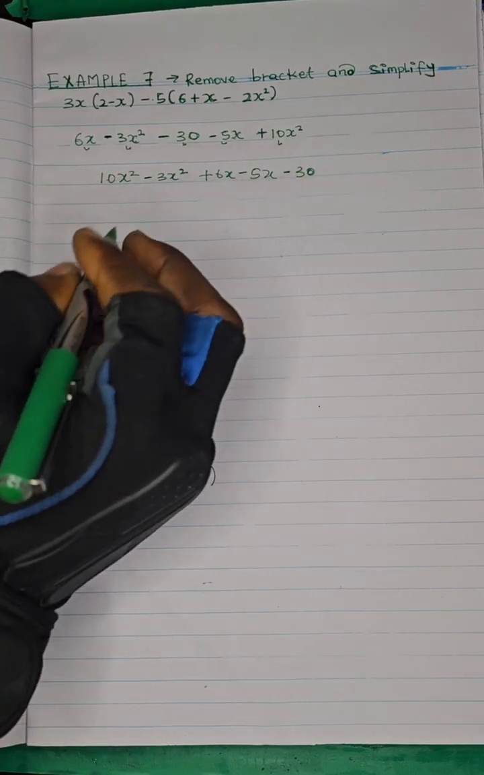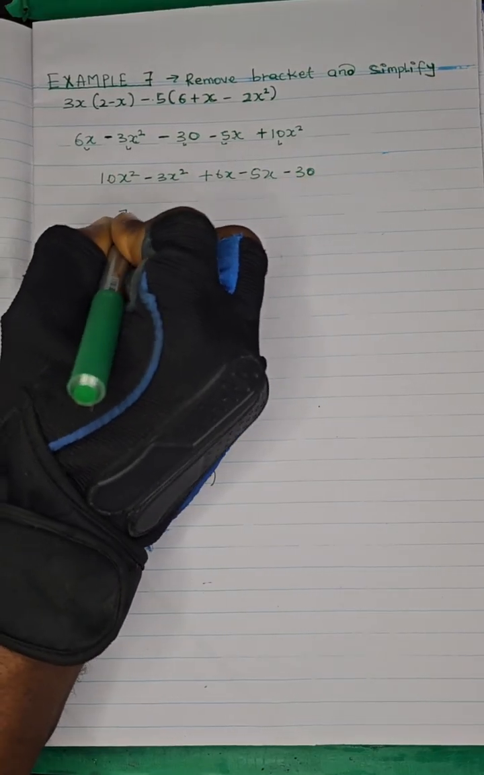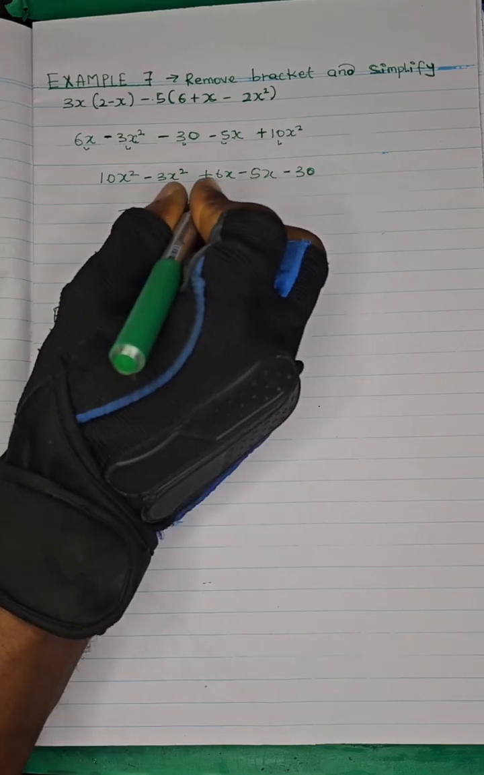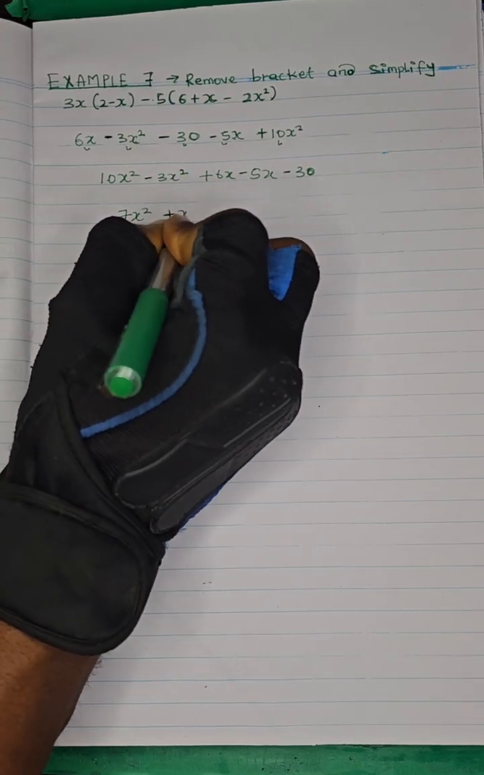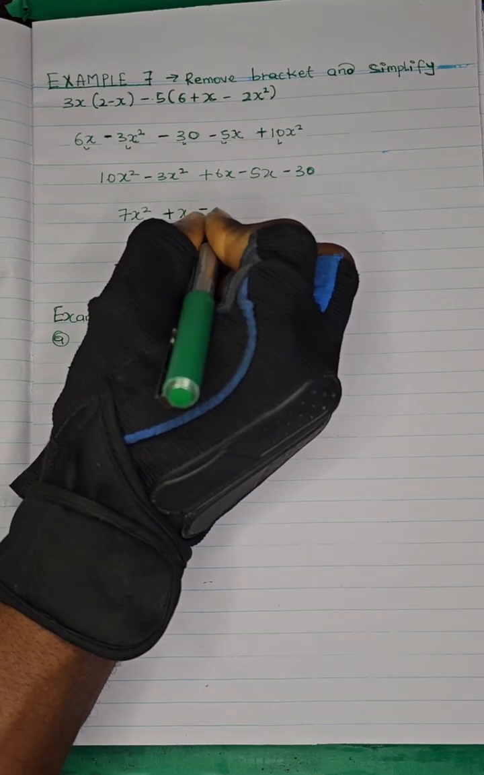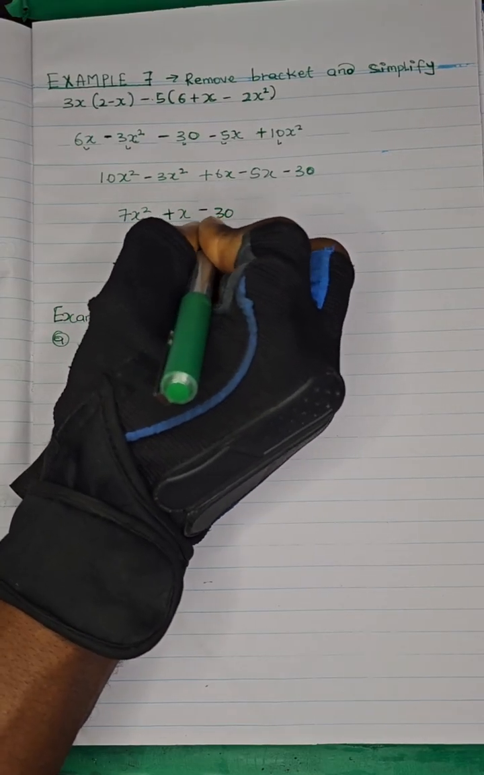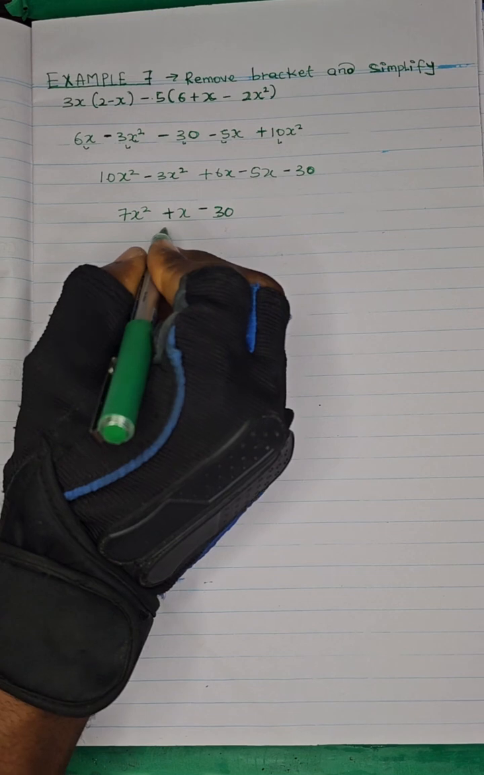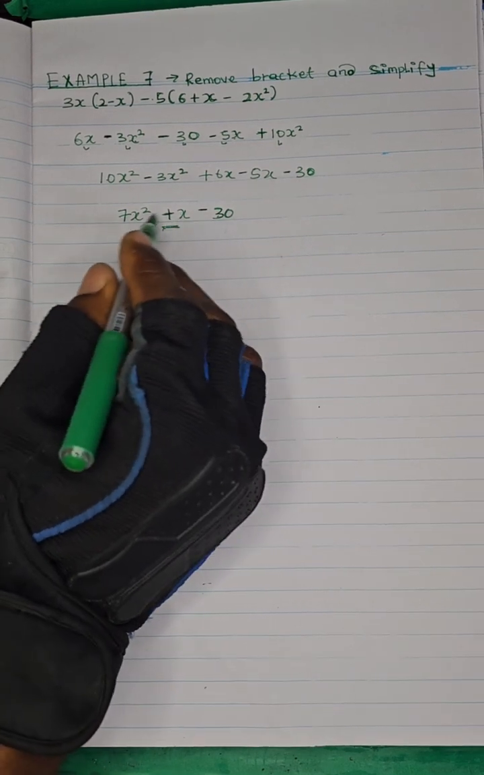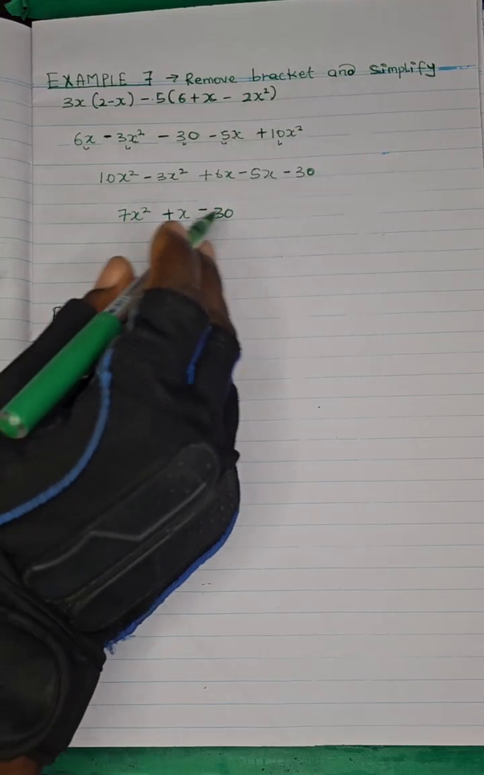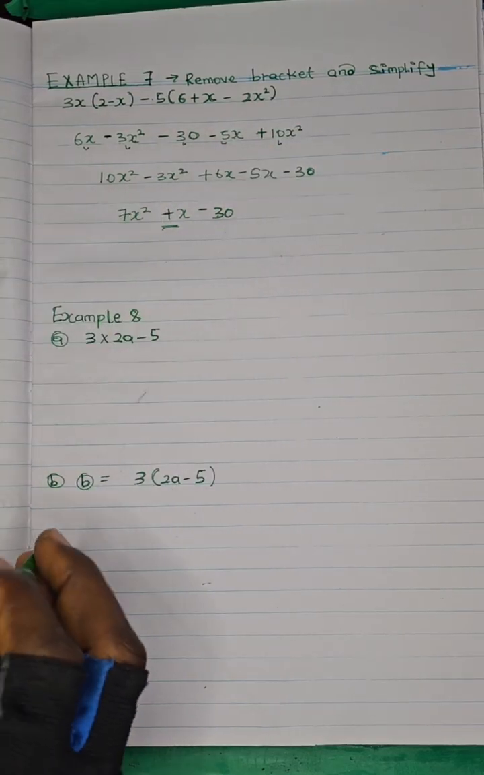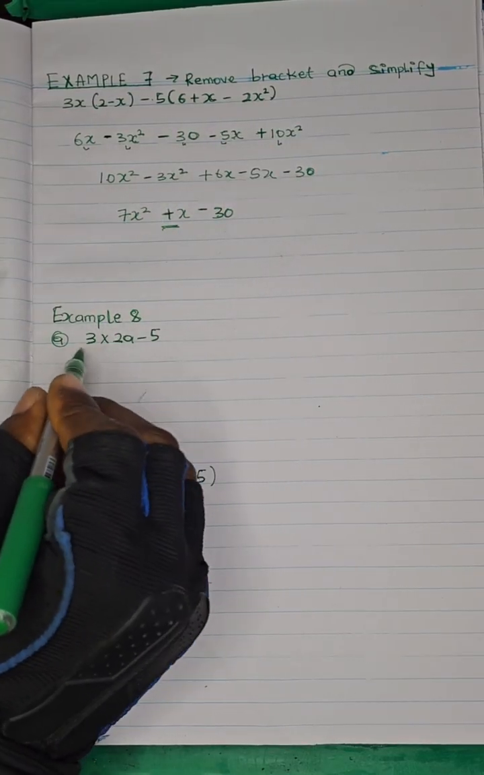So 10x squared minus 3x squared will give you what? 7x squared. Plus 6x minus 5x will give you what? Plus x, then minus 30. So this is the simplified answer. Mind you, this is giving us a quadratic expression. We are stopping here because we aren't told in the question to solve for the quadratic equation. So this is the last answer. So we have number 8, A and B.